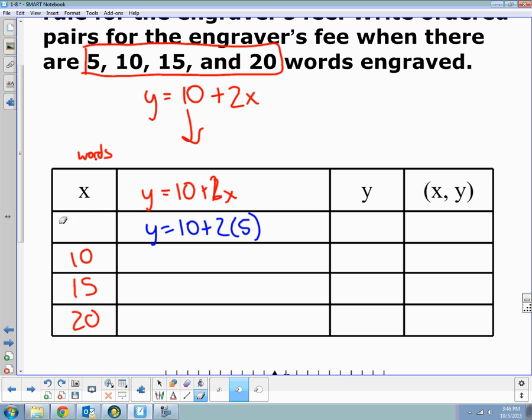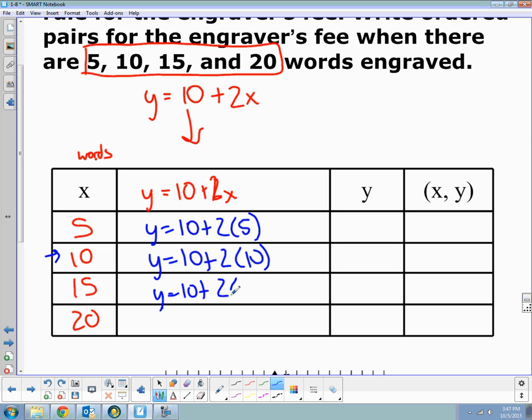Now let's see what happens when there's 10 words. I'm going to write y equals 10 plus 2 times 10. So I'm just replacing x with whatever this value of x is. Y equals 10 plus 2 times 15. Y equals 10 plus 2 times 20. So when you're making these tables, we're really trying different situations. We're saying, what happens when x is 5? What happens when x is 10? And we're substituting that in.